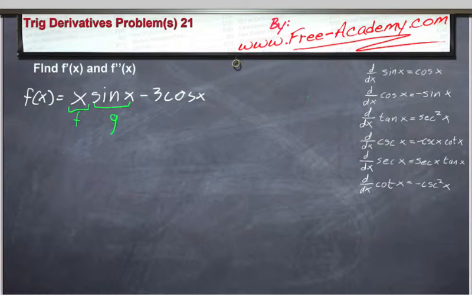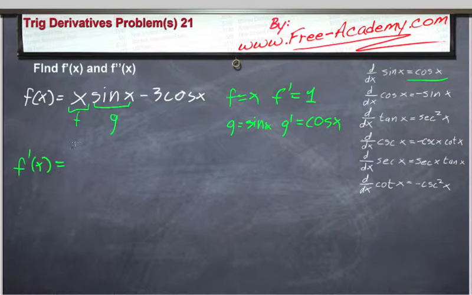This is a simple product rule part. f is equal to x, f prime is equal to 1, g is equal to sine of x, and g prime is equal to the derivative of sine of x, which is cosine of x. So we'll take the product rule when we do the first term in this expression. We won't need the product rule to take the derivative of negative 3 cosine of x.